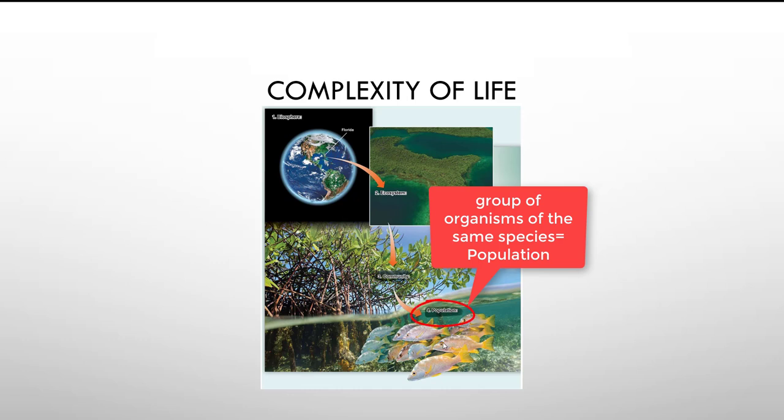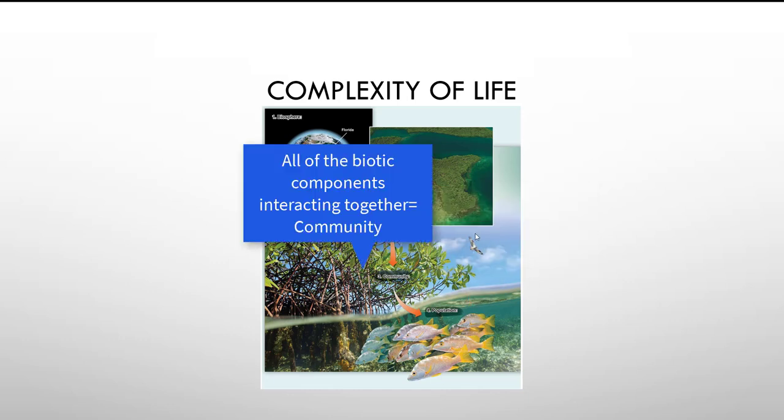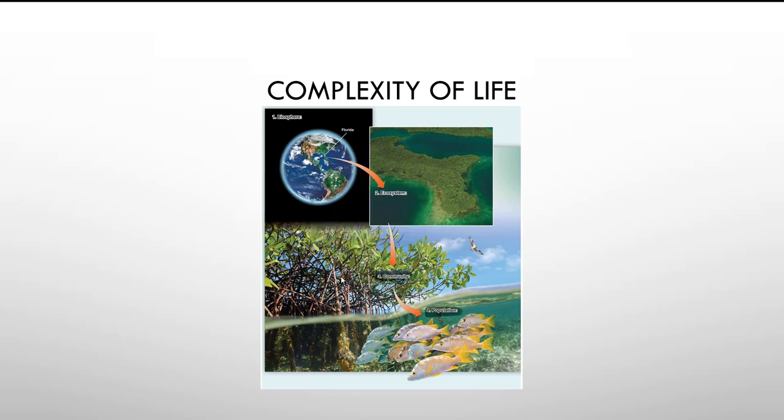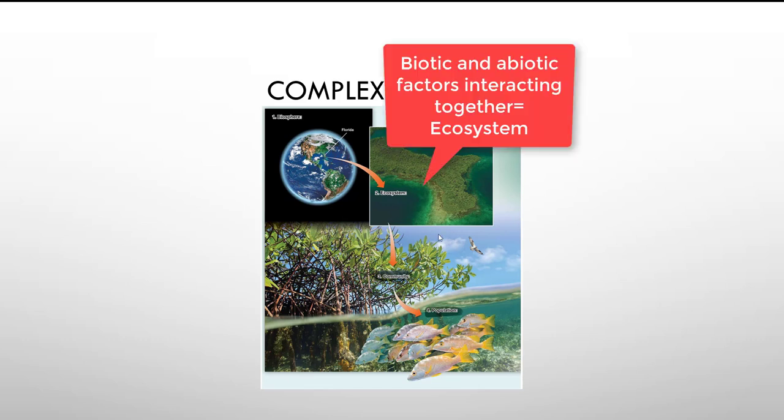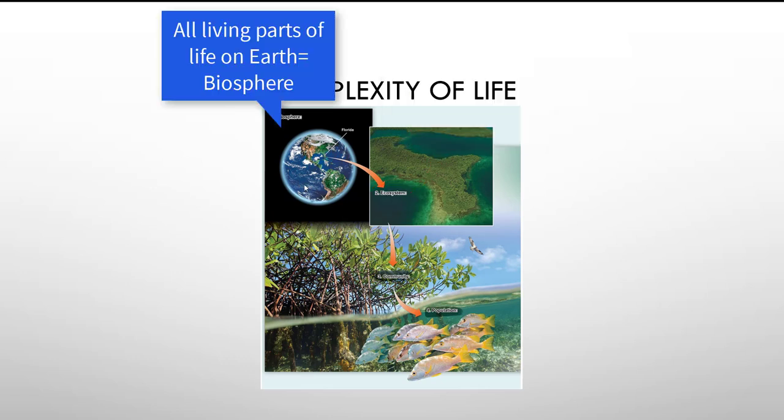And then from there, we have the fish interacting with other living things, such as the mangroves and the seabirds and the seagrasses and other things. That forms the community level of life. And then if we include all of the abiotic factors, such as the precipitation, the climate, the topography, all of that, we get the ecosystem level. And then from there, if we put all of the ecosystems together, we form the biosphere level.